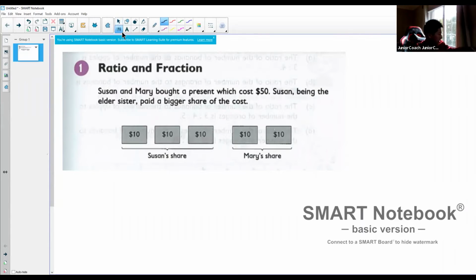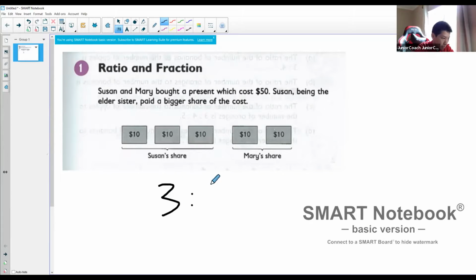So first off, we can see from this example that they give us that Susan and Mary bought a present which cost $50. Susan, being the elder sister, paid a bigger share of the cost. And the ratio of the cost that they shared is 3 to 2. Now, first I want to make note of the symbol we see in between the numbers. That is a colon.